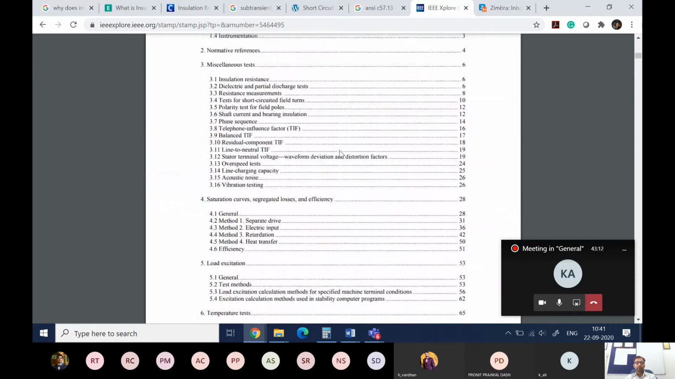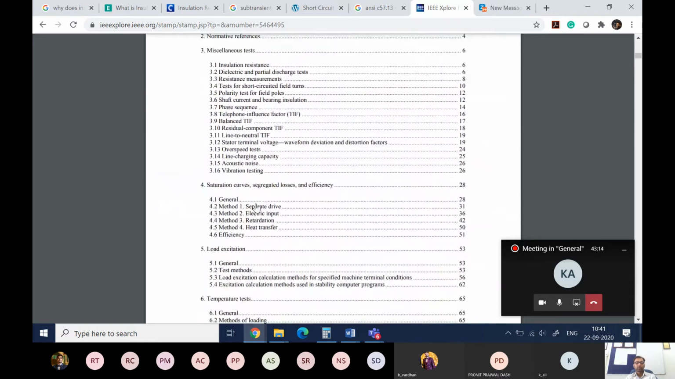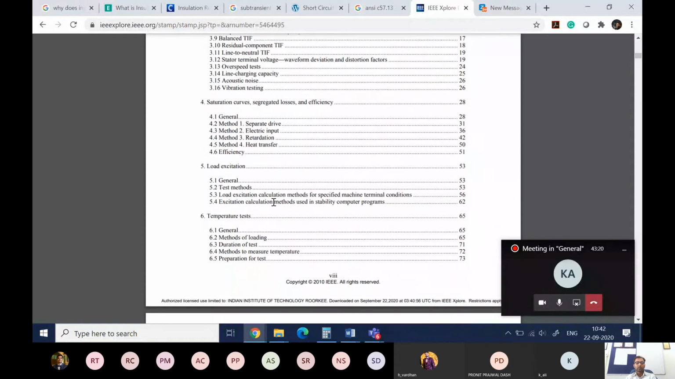One is the efficiency tests, these 4, and there are 4 methods for efficiency testing as we discussed. And then for temperature rise tests, again there are these 4 methods which are given in the temperature test 6.2. You can refer to the methods of loading. So those 4 methods for temperature rise testing are also provided.